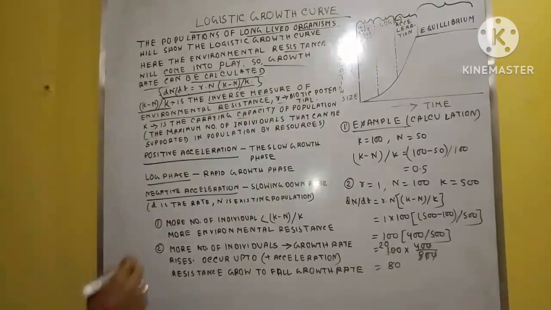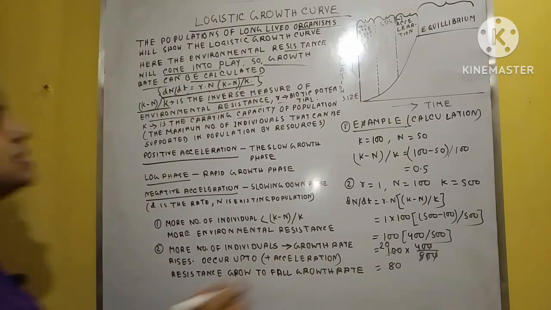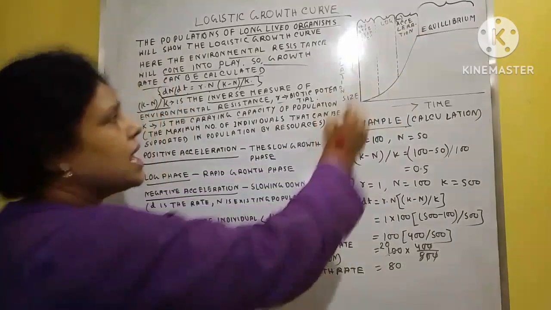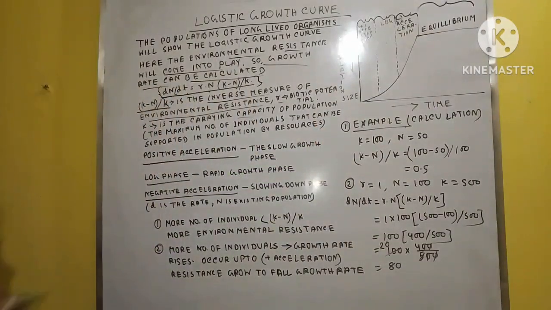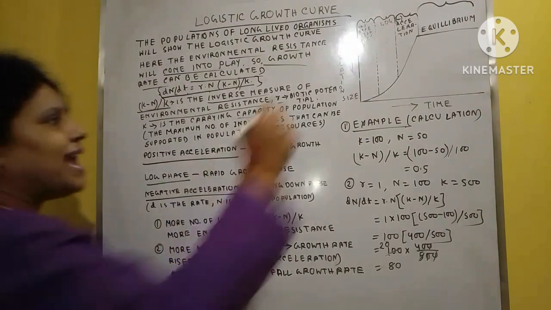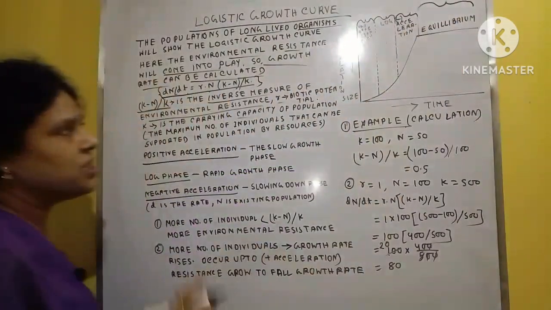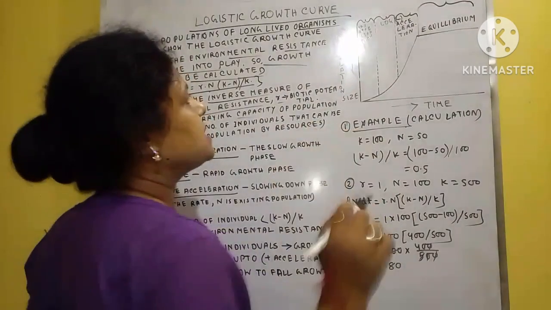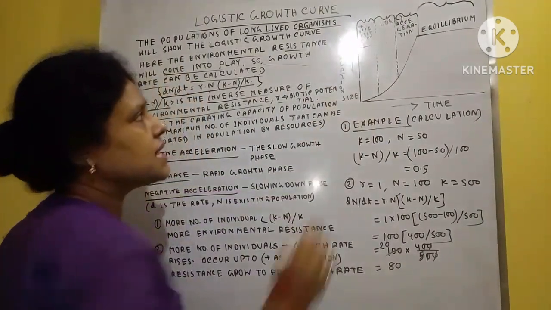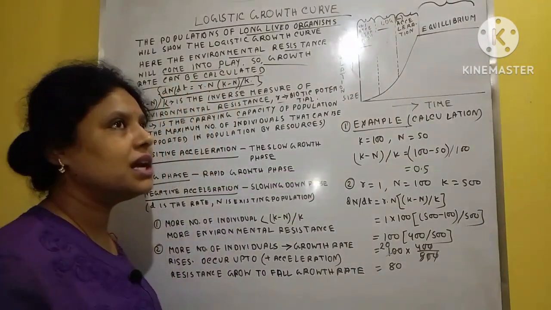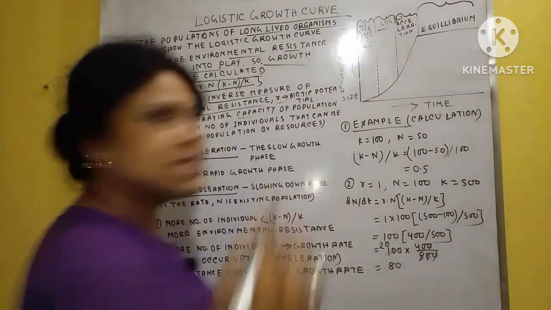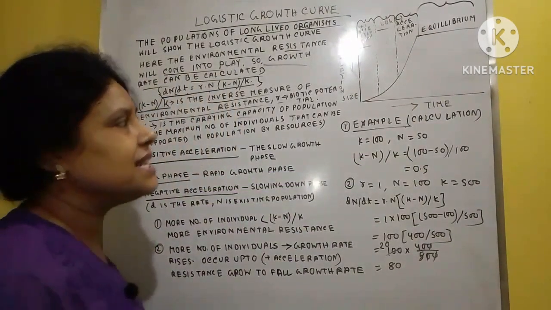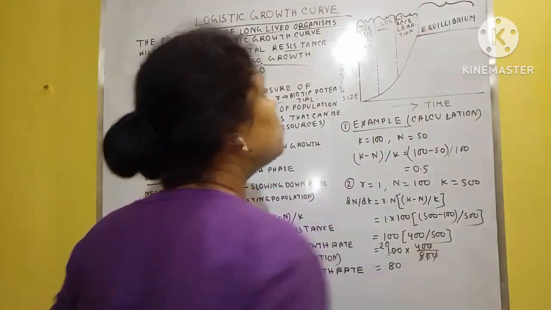So what is the equation? You can see here, this is the logistic growth curve. This is S-shaped, and this is just a straight line shape. The curve is divided into four parts. One is the positive acceleration, the second is the log phase, or logistic phase, the third is the negative acceleration, and the fourth is the equilibrium.